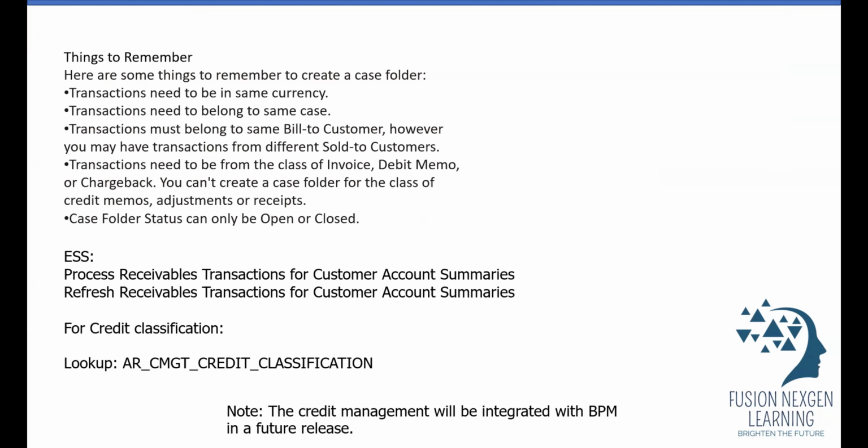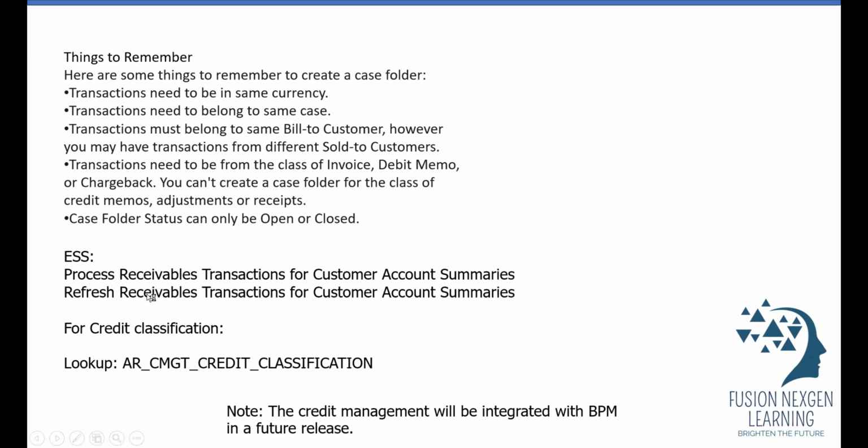Transactions need to belong to the same case. So it should not be a different case. Transactions must belong to the same bill-to customer. However, you may have transactions from different sold-to customers, but bill-to must be the same. Transactions need to be from the class of invoice, debit memo, or chargeback. You can't create a case folder for the class of credit memos, adjustments, or receipts. So you don't have it for these three. Then case folder status can only be open or closed. So either you can open or you can close.